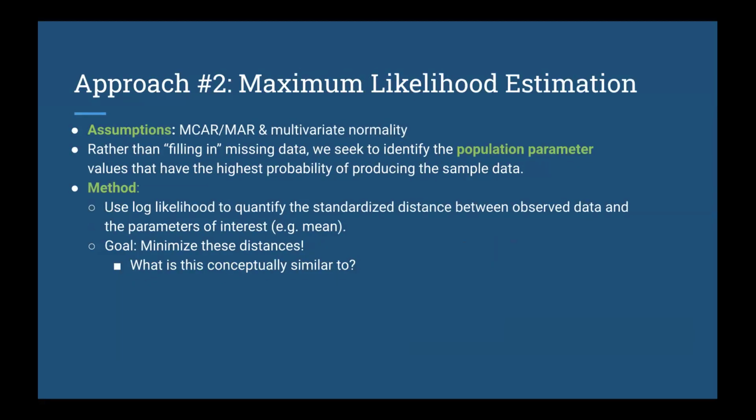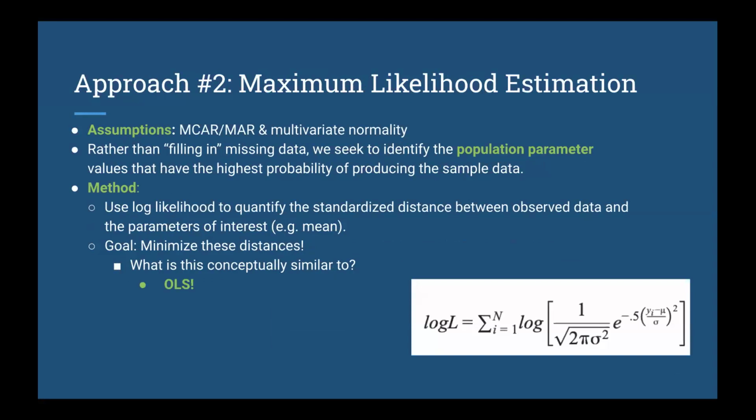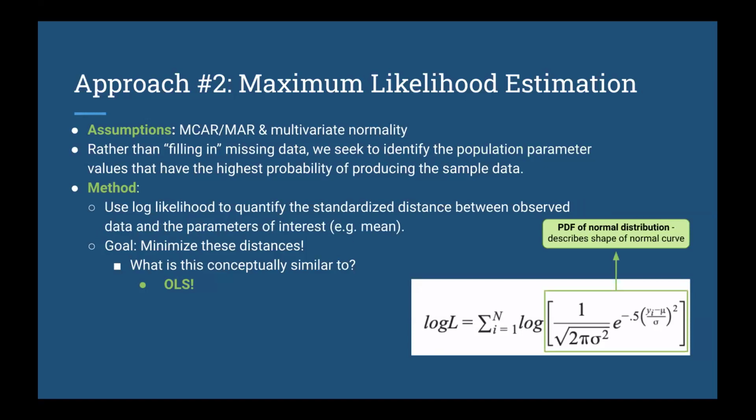I revealed the answer, but okay. We use log likelihood to quantify the distance between the observed data and the parameters of interest. And the goal is to minimize these distances. So this is conceptually similar to OLS, where we're trying to minimize distance. This looks very complicated, but we can walk through what's happening in this equation, where we're trying to minimize the distances, or in other words, maximize the log likelihood estimate.